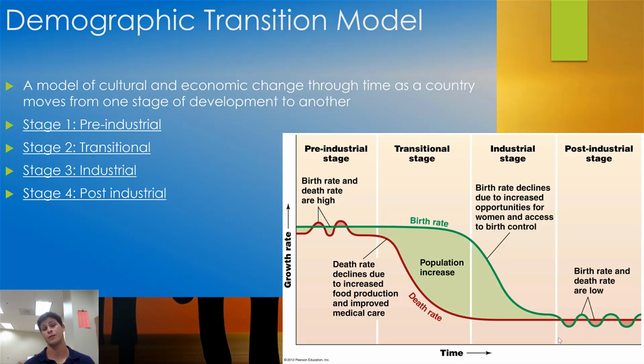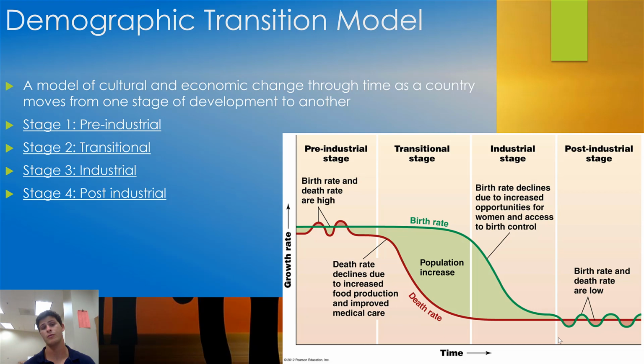Now, because the total fertility rate is extremely important and we spent so much time on the total fertility rate, I'm really going to ask that you make sure you understand the concepts that we just talked about. However, for the latter half of the lecture, we're going to switch gears here and talk instead about something called the demographic transition model. The demographic transition model is a model of cultural and economic change through time, which tracks the population growth rate of a country as it moves from one stage of development to another.